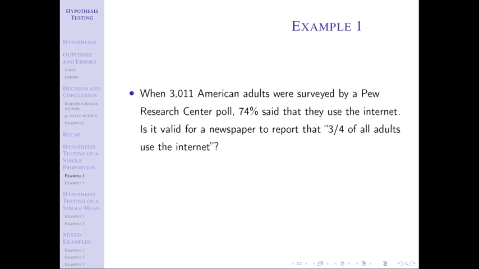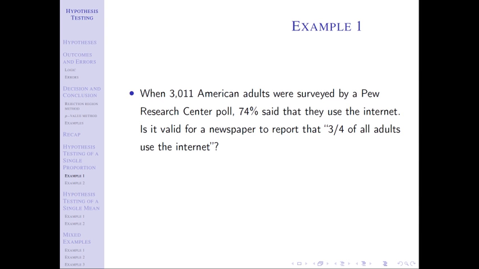We've surveyed over 3,000 American adults, and we've concluded from that data that 74% said they use the internet. Is it valid to report that 3/4 of all adults use the internet? And so, first things first, we're going to determine our null and alternative hypothesis. Remember, in order to do that, we're going to want to assess the claim first, and the claim is that 3/4 of all adults use the internet.